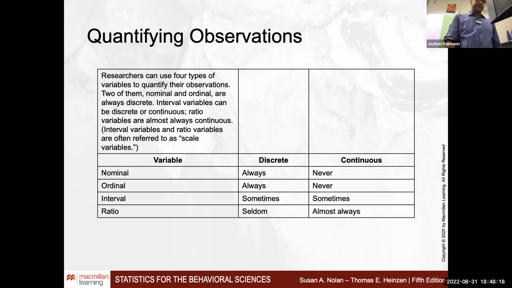With ratios, very seldom a discrete variable, but almost always a continuous variable. So just, this slide, yes, please. Yeah, that's a range, but it's not an interval variable, right?